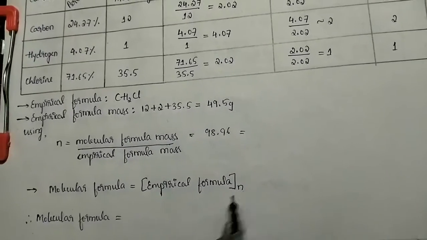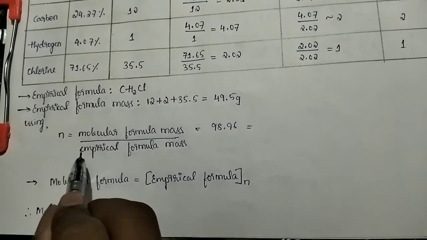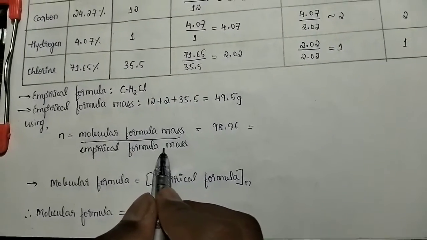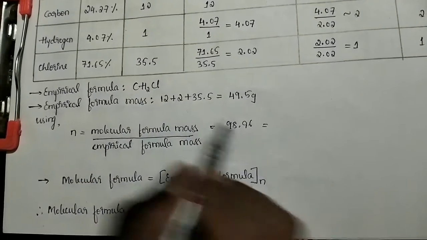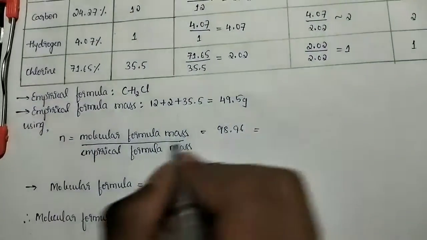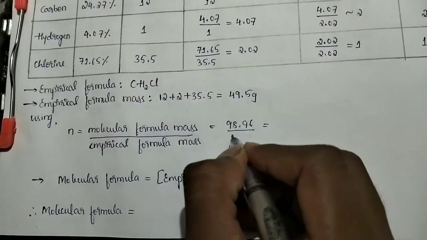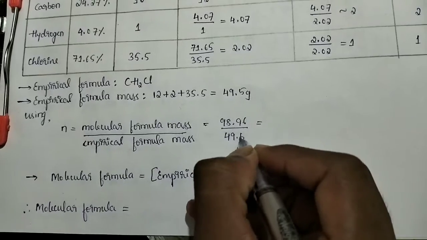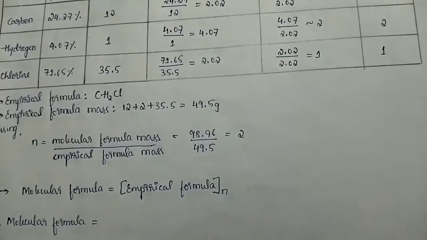So from this we are going to find the molecular formula by using empirical formula times n, and for calculating this n we are using the relation: n is equal to molecular formula mass divided by empirical formula mass. We already know the molecular formula mass, which is given as 98.96 grams in the question, and we have found the empirical formula mass as 49.5. So let's write it down here. The final answer for n is approximately 2.